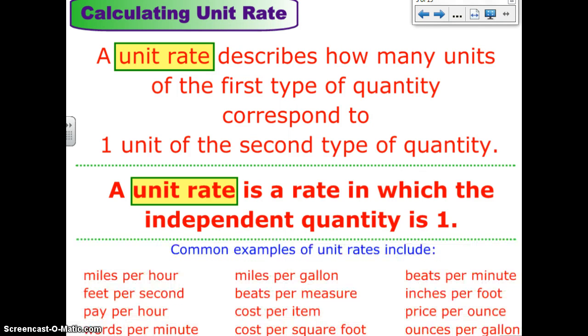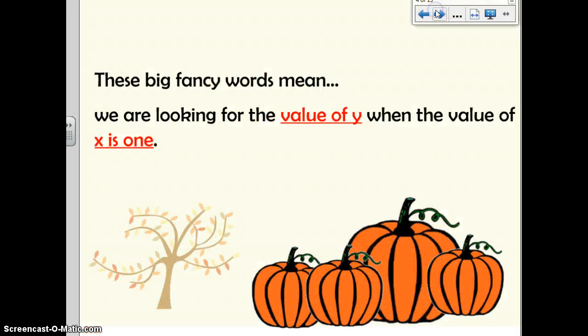The following are examples of types of unit rates you have seen in your daily life. Please pause and write down 3 of these examples. So the big fancy words on the screen before this simply mean that we are looking for the value of y when the value of x is 1. Please write this down in your notes.